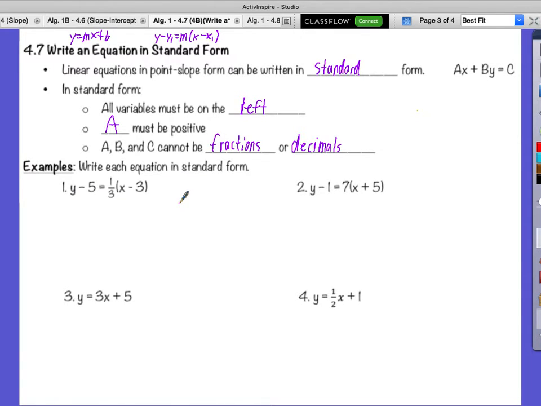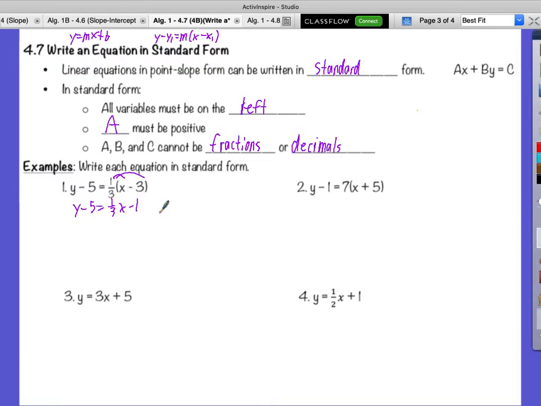Now, this is originally in point slope form, okay? So what we're actually going to start off by doing is we're going to turn it into slope intercept, and then we're going to change it from there, okay? So how do we turn this into slope intercept form? Distribute, very good. Y minus 5 is equal to 1/3 times the quantity x minus 1. We distribute the 1/3 and we get 1/3 x minus 1.